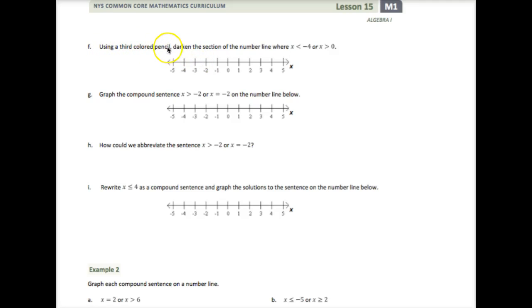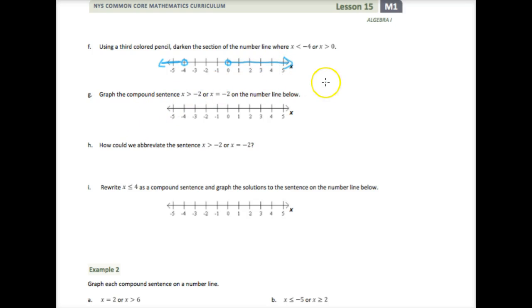Using a third colored pencil, darken the section of the number line where x is less than -4 or x is greater than 0. All right, less than -4, we'll put an open dot on -4 to show we want to get close, but not quite touch it. And x is greater than 0, again, open. It's not 0, but it can get as close as we can get.